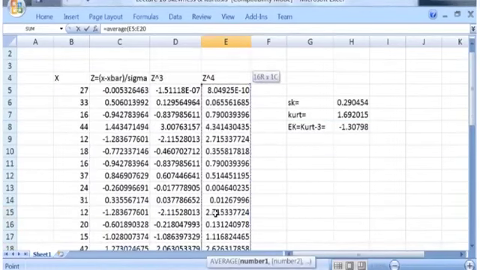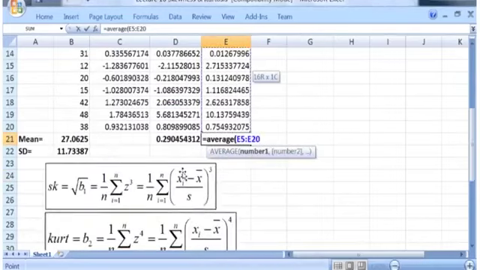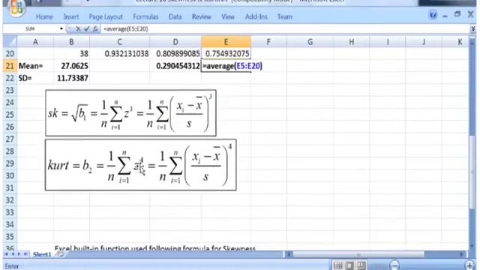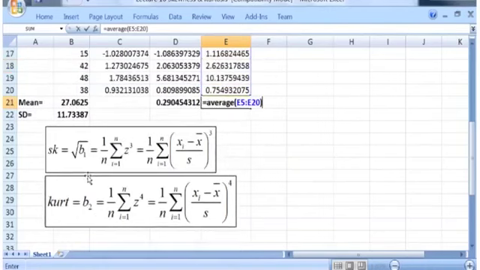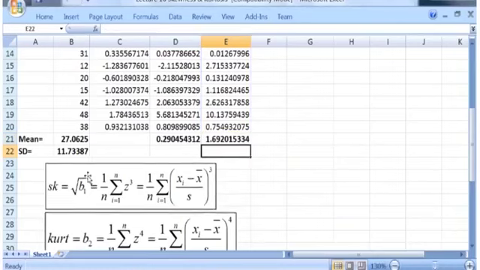and then take the average of all these values. So average, it is average of E5 to E20. This is the sum of z to the power 4 divided by n, so it will give us the average. We can use the average function to calculate this expression, which will be kurtosis. So press enter. So here it is 1.69.